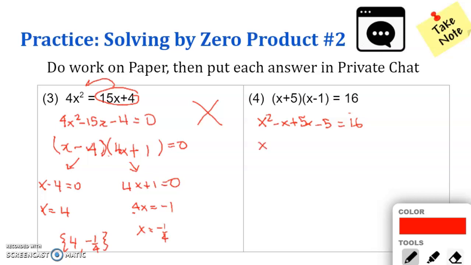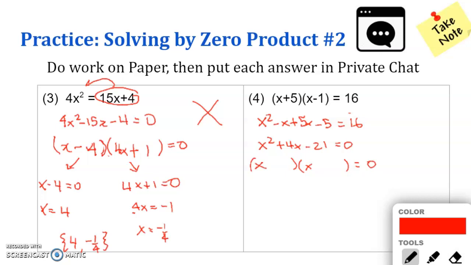So that becomes x squared. Negative x plus 5x is going to be positive 4x. Negative 1 minus 16 is going to be negative 21 is equal to 0. Now that it is set to be equal to 0, now I can factor this. And I know that the only way I can do this is by putting x and x there.